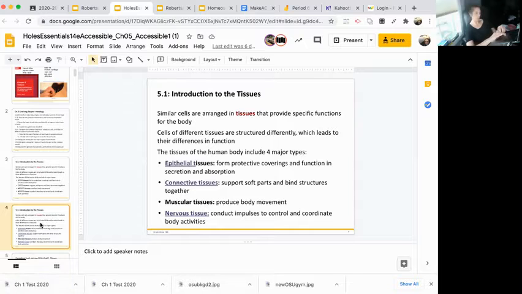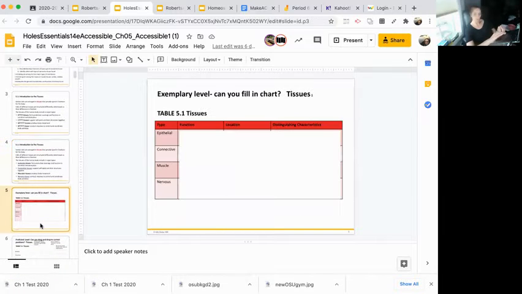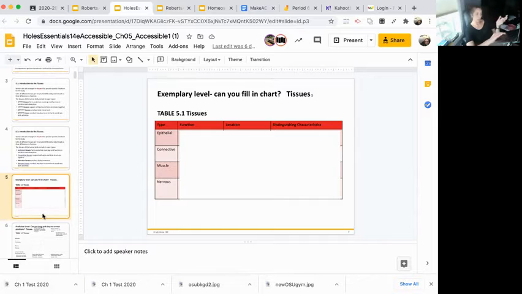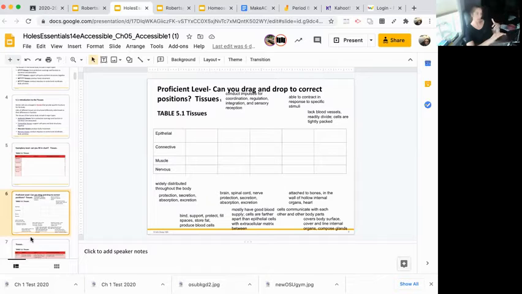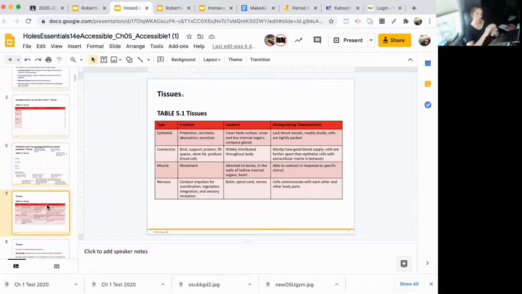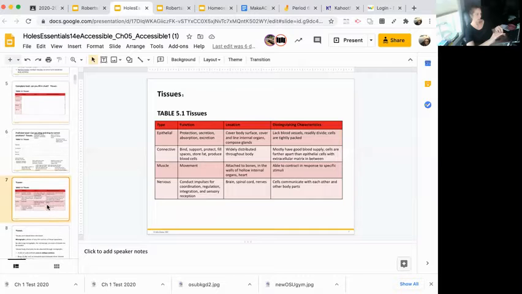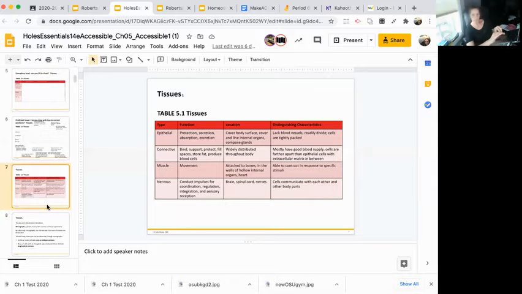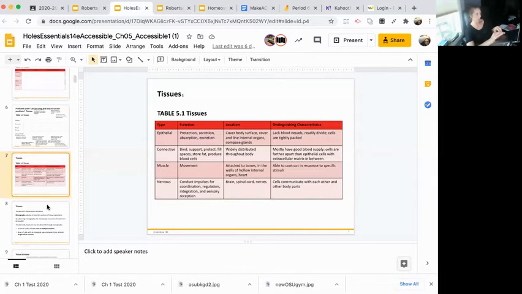So moving on. A reminder that there is a study slide. So this slide has everything on one slide. If you could fill in a chart like this for this target, you would be exemplary. Then there's another one where you would be just dragging it around and mixing and matching it, which is kind of like proficient level. So you can practice both of those to get down all of the information on the tissue types and their functions, locations, and what distinguishes one from the other.